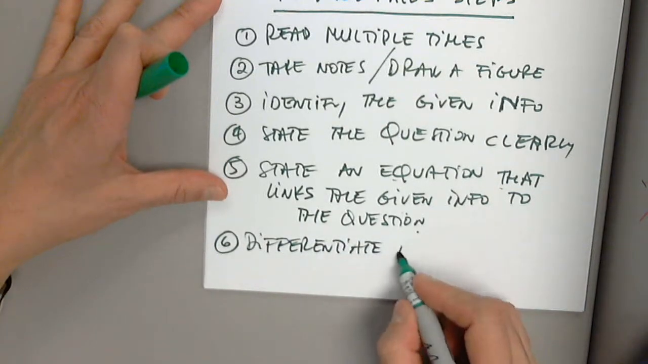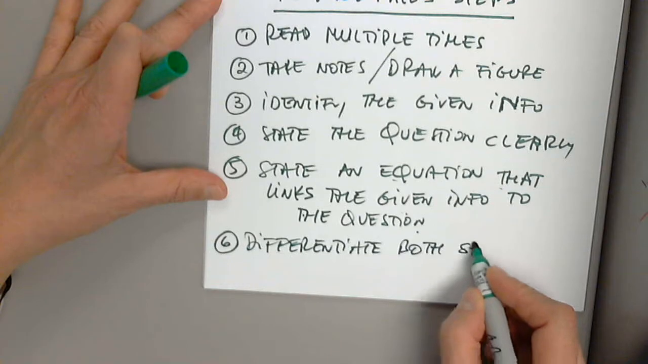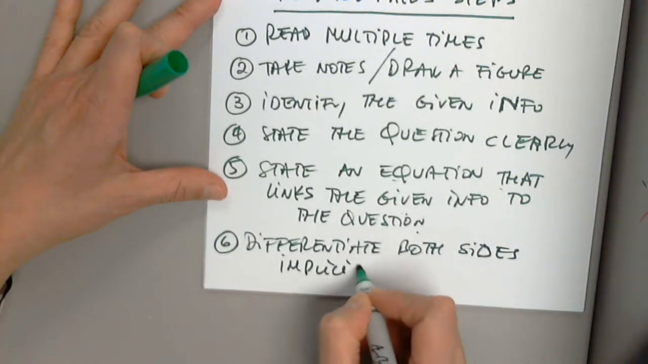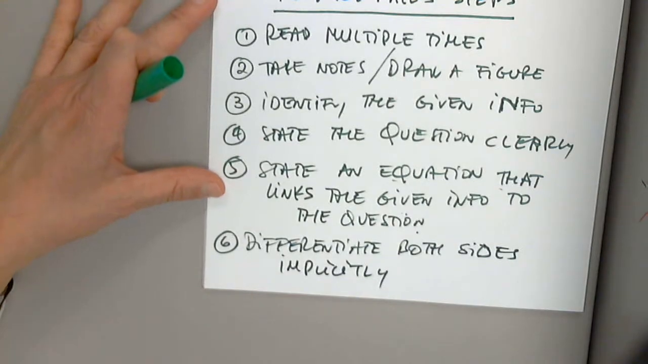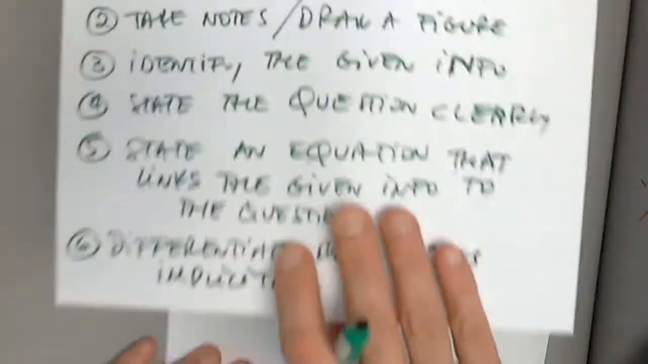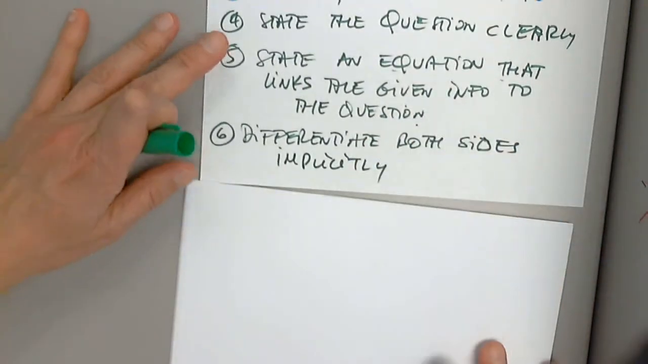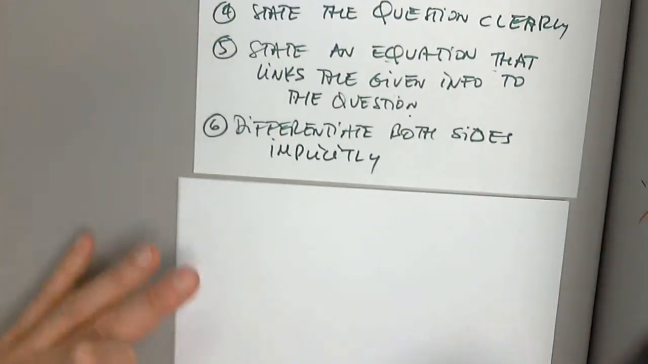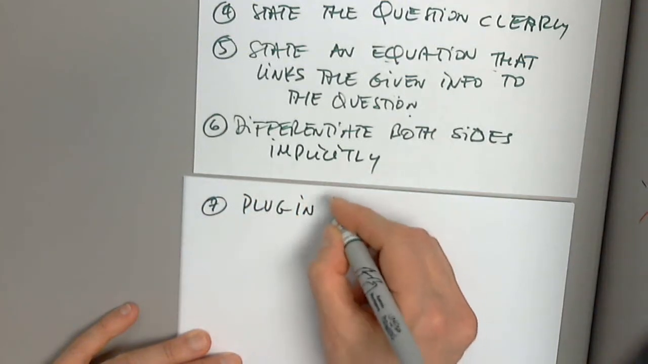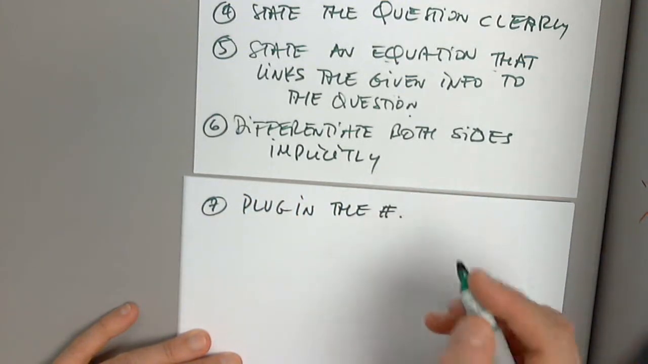Both sides, of course. Both sides of the equation implicitly. And the last step, I would say, plug in the numbers. Just at the very end. Very end. 7, plug in the numbers.